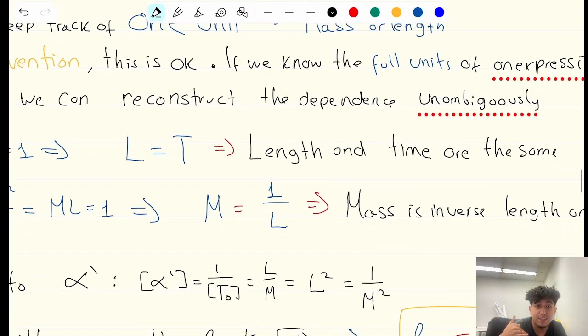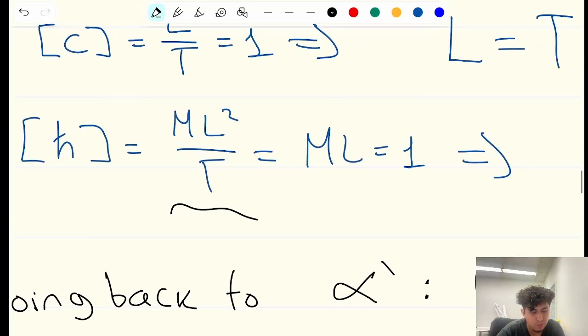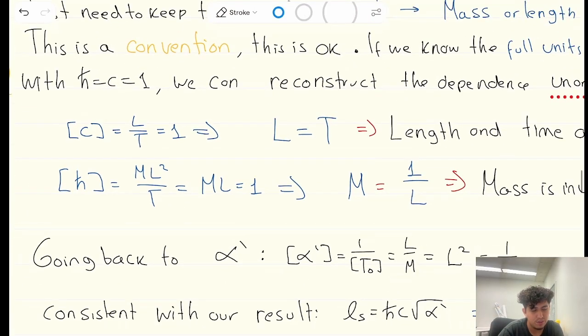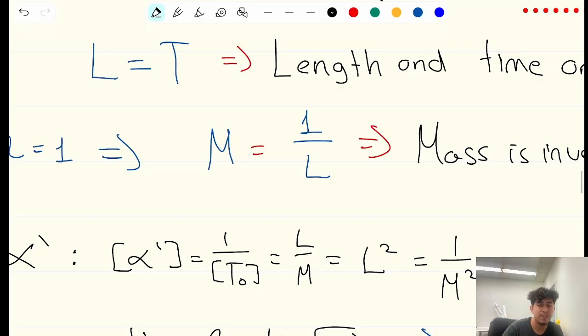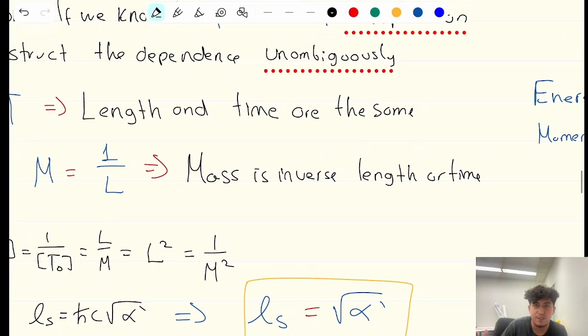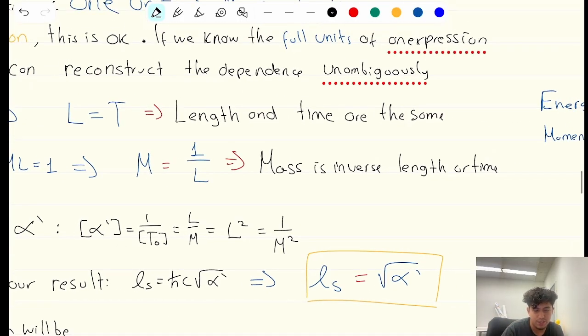This means that length and time behave the same way. So anything that's in units of length is going to have the units of time and vice versa. And from the ħ original units, we can do simplification. We know that L has the same units as time, so we get ML, and then from there we get just 1. So M has inverse units of length, or length has inverse units of mass, and time also has inverse units of mass, therefore. Cool. So mass is inverse to length or time.